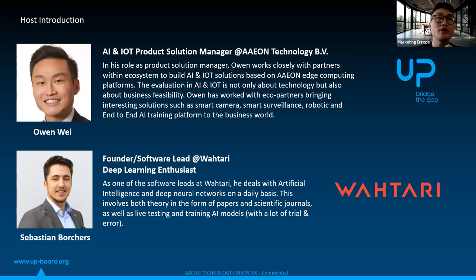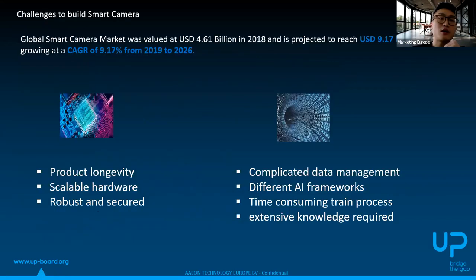Thanks, Sebastian. Okay, so let's start on our topic. The global smart camera market was valued at $4.61 billion in 2018, and is projected to reach $9.17 billion by 2026. Why is smart camera getting more and more popular in the market recently? The ability to capture and process images within smart camera means that you don't need an external PC to enable localized decision-making, so that you can have a smaller system footprint to further streamline your machine vision systems. Besides, the modular design and great customizations allow you to get a versatile platform for different kinds of machine vision tasks within a compact size device.